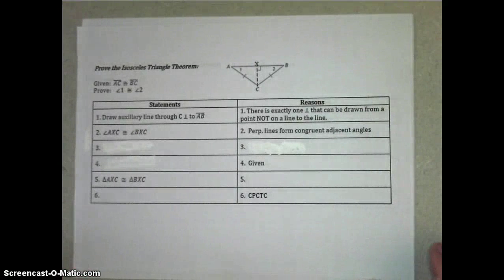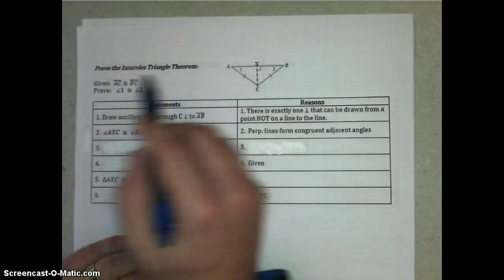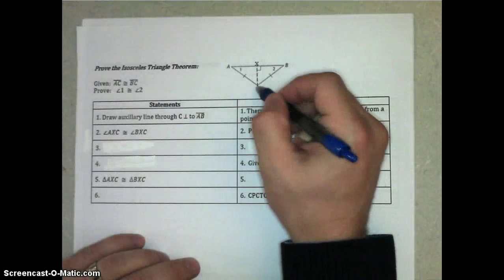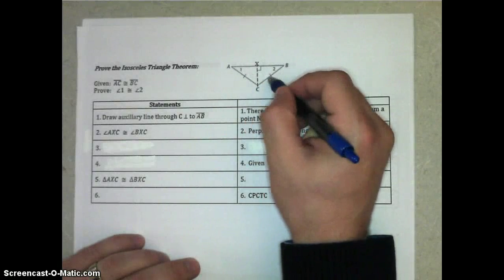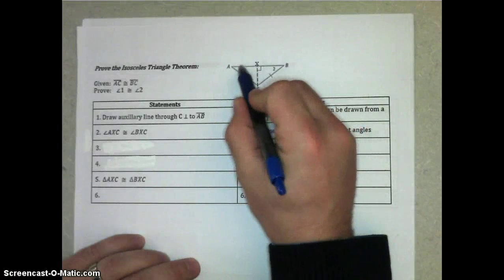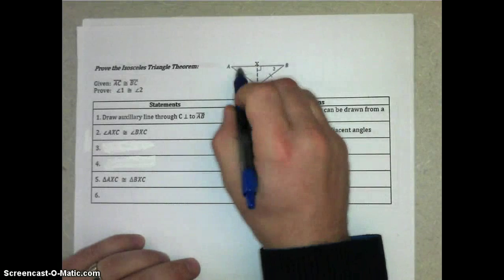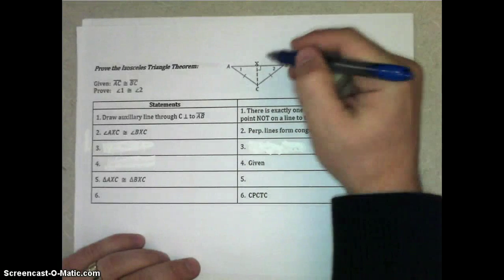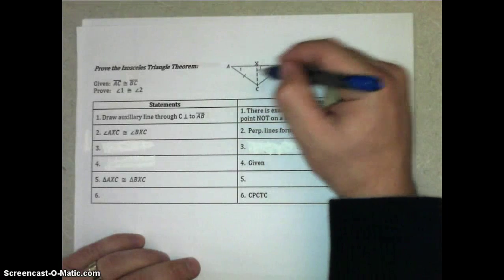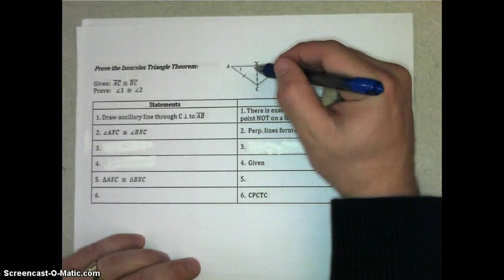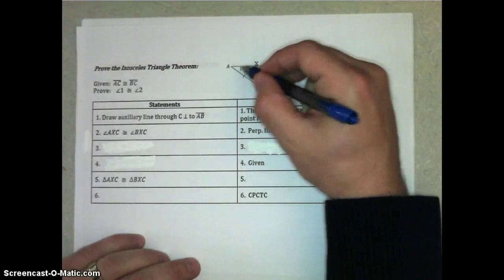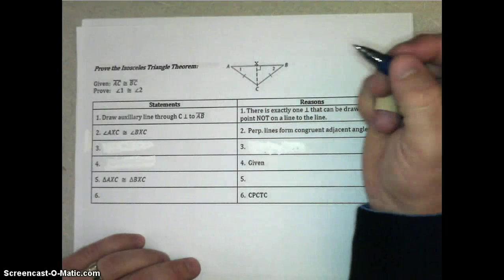Alright, let's take a look at this example. We are going to take a look at doing a proof of the isosceles triangle theorem. So let's look at what we are given. We are given a triangle where we have two sides that are congruent, and we want to prove that their opposite angles are congruent. Angle 1 is congruent to angle 2. We're going to do this by dividing this triangle into two congruent triangles, and once these triangles are said to be congruent, then their corresponding parts are congruent. So that's what we want to show here.